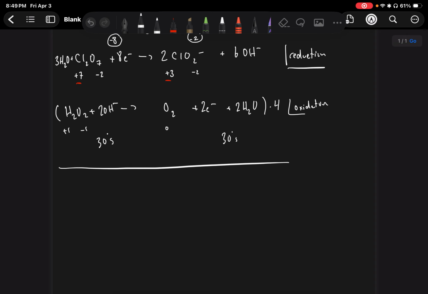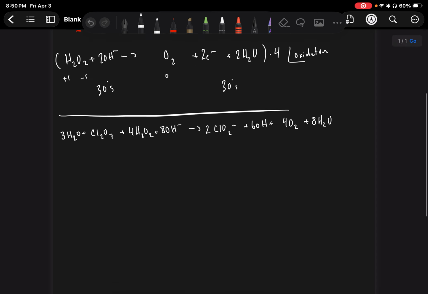I'll just write everything out again. So you have 3H2O plus Cl2O7 plus 4H2O2 plus 4 times 2, 8OH minus. This is not going to be the final answer, by the way. This is just writing it out. 6OH plus 4O2 plus 8H2O.